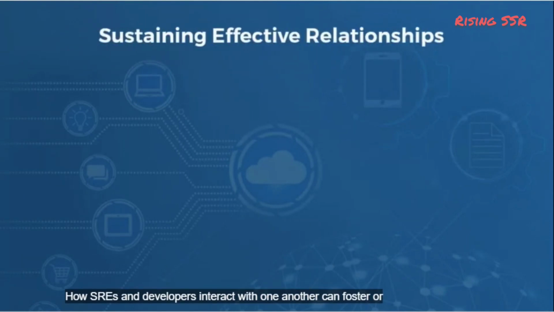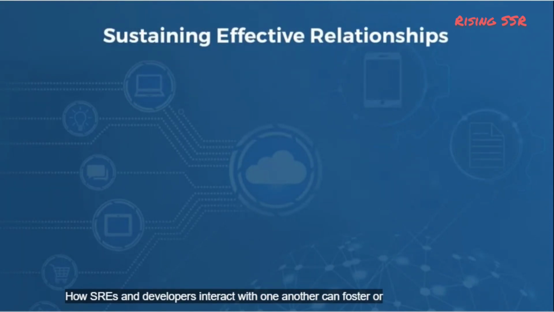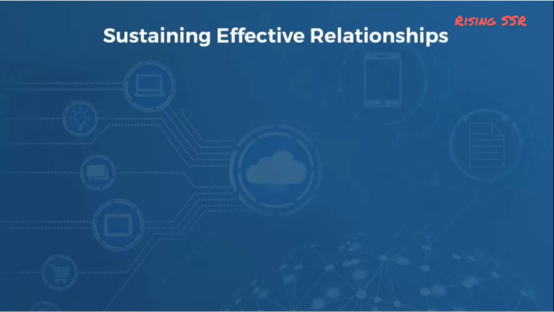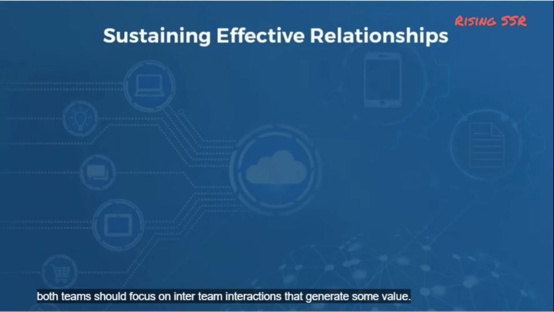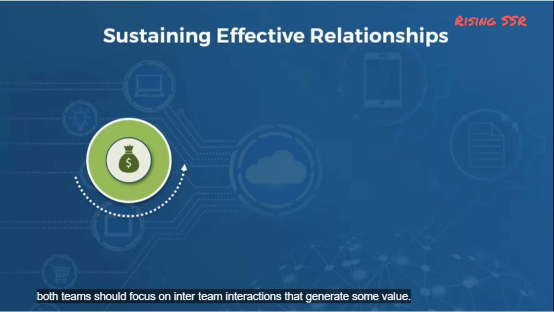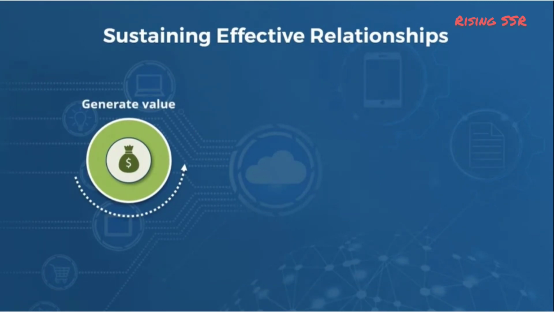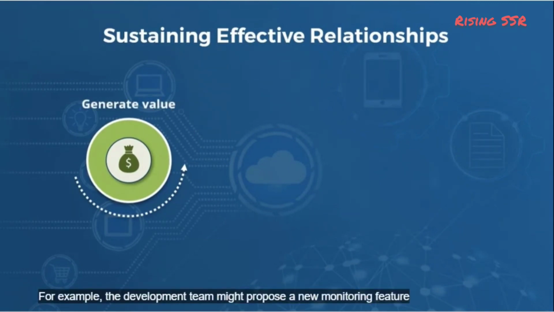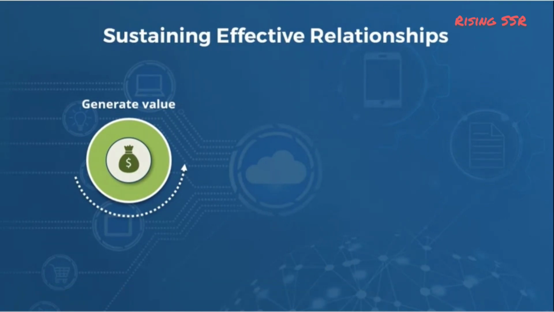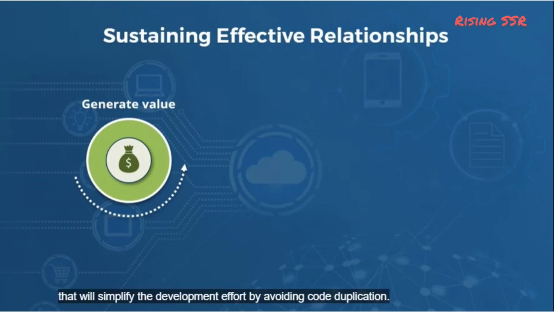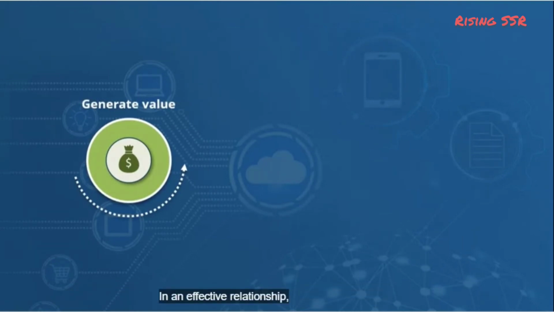How SREs and developers interact with one another can foster or hinder an effective relationship. When having meetings, both teams should focus on inter-team interactions that generate some value. For example, the development team might propose a new monitoring feature that will help the SRE team in production. The SRE team might propose a platform that will simplify the development effort by avoiding code duplication. In an effective relationship, both sides constantly bring something positive to the table.